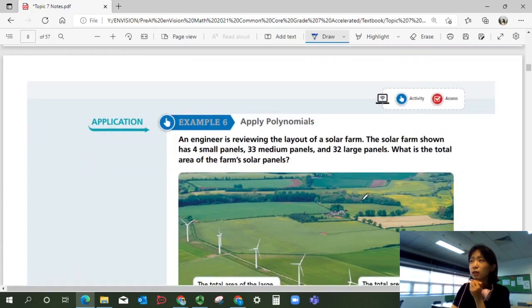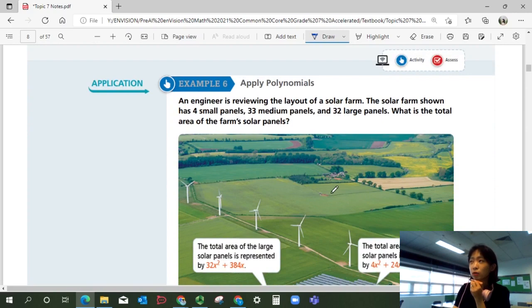All right. Now, application example 6. Apply polynomials. An engineer is reviewing the layout of a solar farm. The solar farm shown has 4 small panels, 33 medium panels, and 32 large panels. What is the total area of the farm's solar panels?